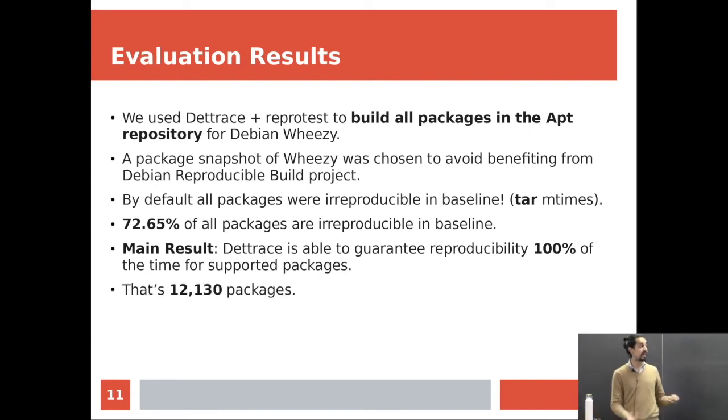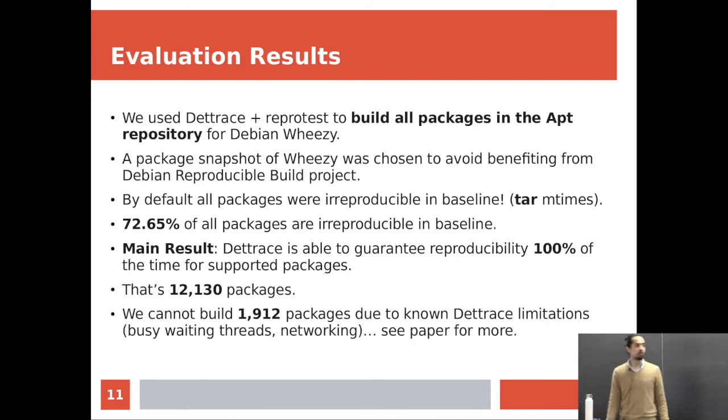That's over 12,000 packages that we were able to run, execute, and build inside Dettrace and make reproducible. One of the keywords in that sentence, though, is supported packages. There's a few things that we don't support. Here we say that we were not able to build roughly 2,000 packages due to known limitations in our implementation. We're not able to handle busy waiting threads, and we also don't have a good user story for networking, and a long list of other things that we don't handle. I encourage people to see the paper for all the things that we currently don't handle.